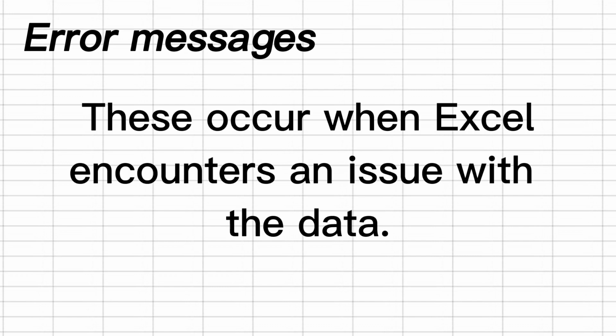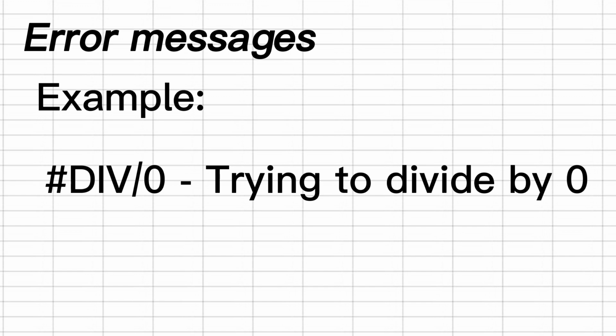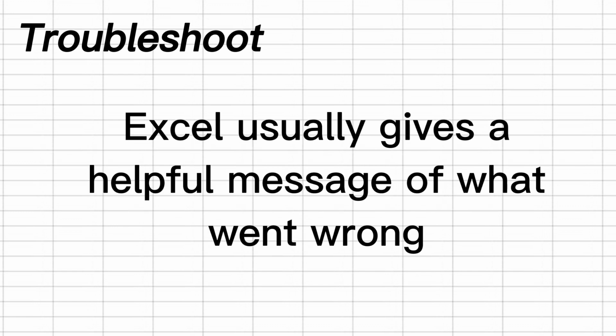Sometimes you might see error messages like #VALUE! or #DIV/0!. These occur when Excel encounters an issue with the data. For example, #DIV/0! happens when you try to divide by 0. To troubleshoot, double-check your data and formulas. Excel usually gives a helpful message about what went wrong.